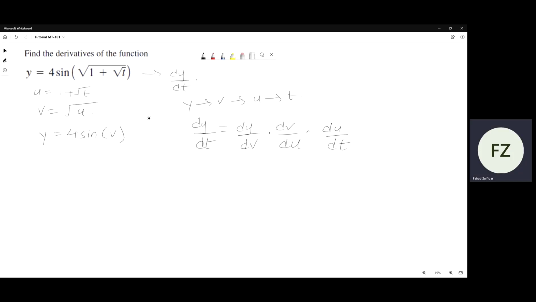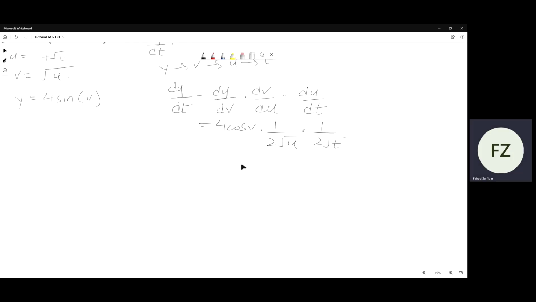So what is actually dy by dv? dy by dv is actually 4 cos v. So we'll just put in the term over here, 4 cos v. What is dv by du? dv by du is actually 1 by 2 under root of u. And what is du by dt? Du by dt is simply the derivative of 1 is 0, and derivative of under root t is 1 by 2 under root of t.